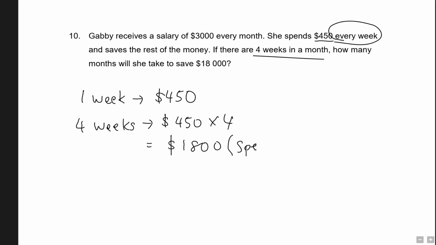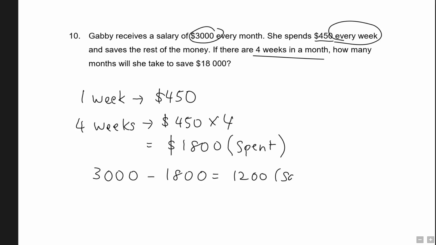Now let's put it in English. This is what is being spent. Now you earn a salary of 3,000. So you have spent 1,800. So each month, how much did you actually get to save? You take away, you know, this is the amount that you can save, and it is for 1 month.